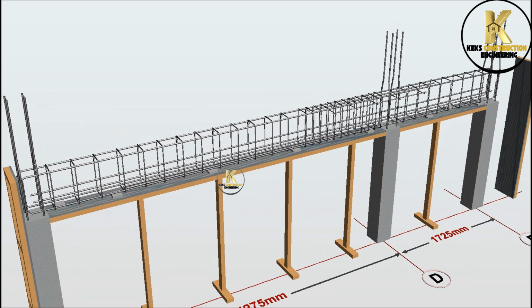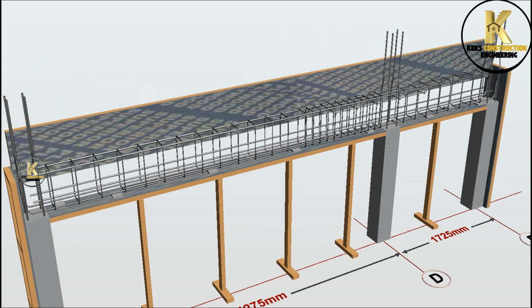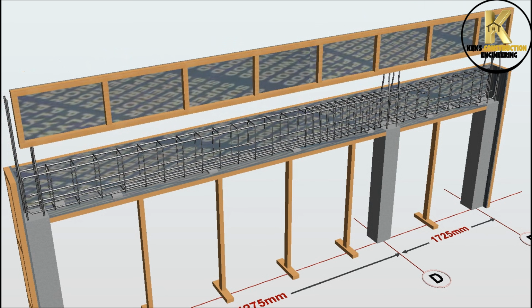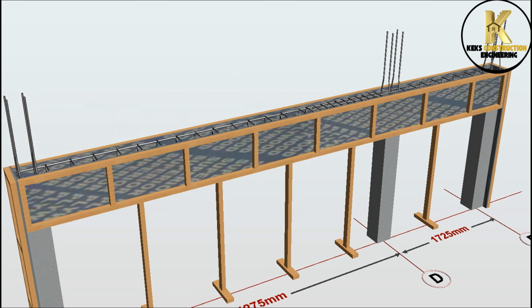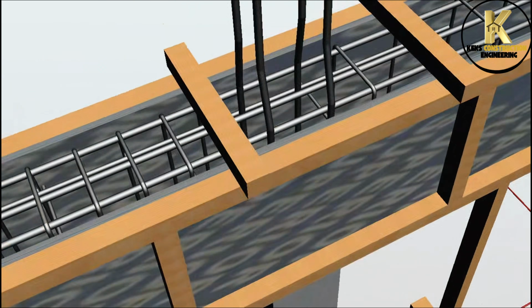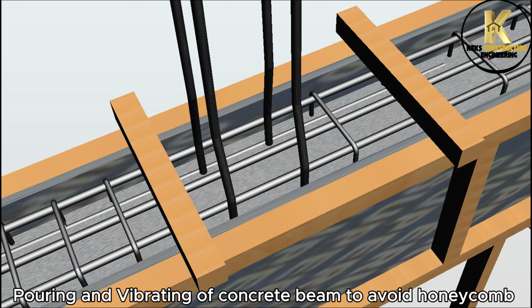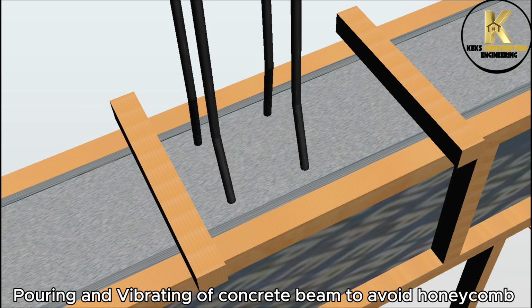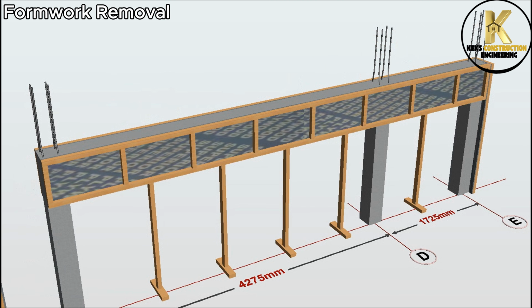Now that we have completed reading and fixing all the beam rebars, let's complete the beam formwork so we can pour the concrete beam accordingly. Brace the formwork properly to avoid bursting during concrete pouring. Pouring and vibrating of concrete beam to avoid honeycomb. Formwork removal.